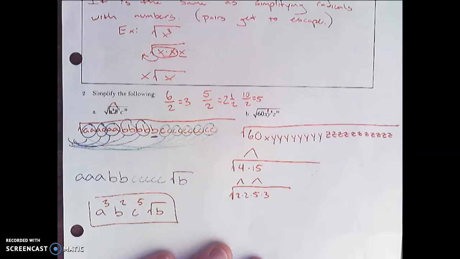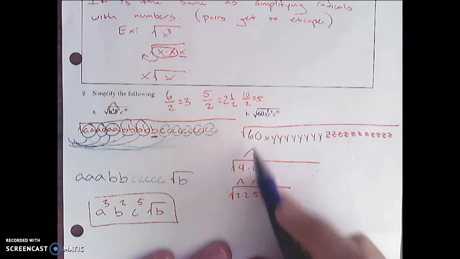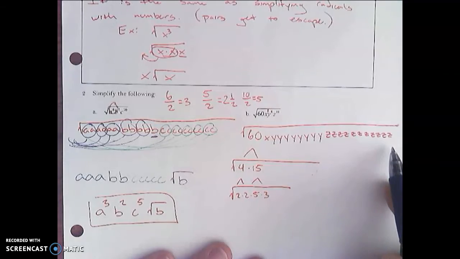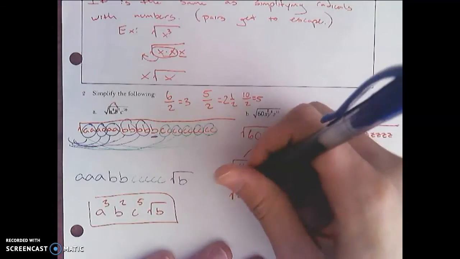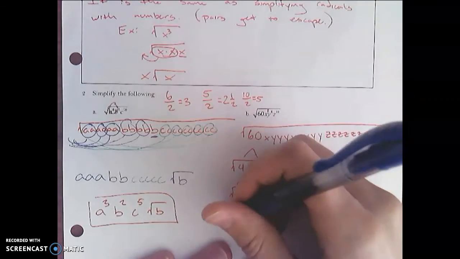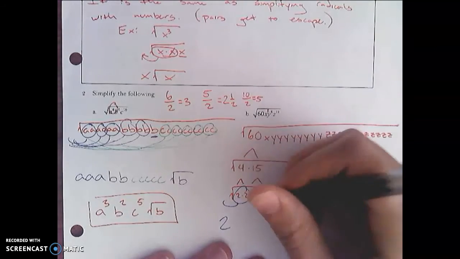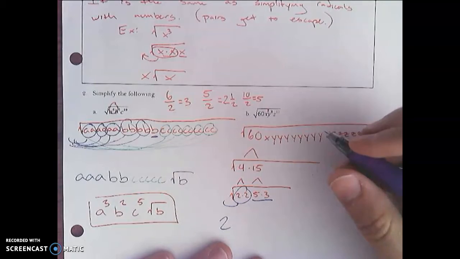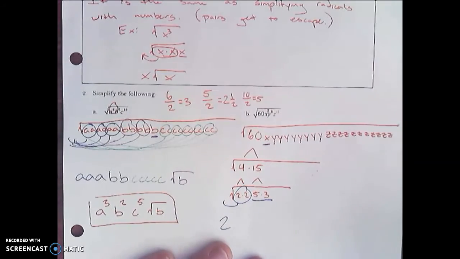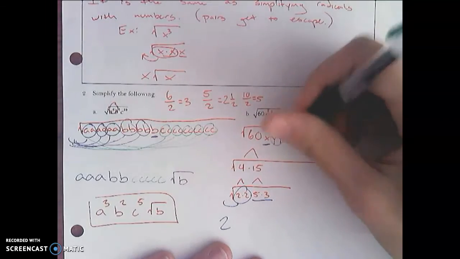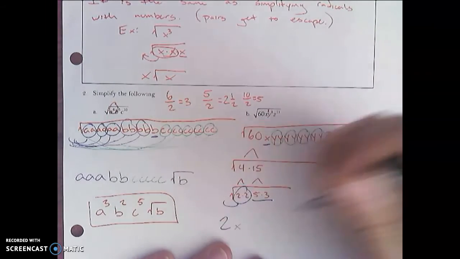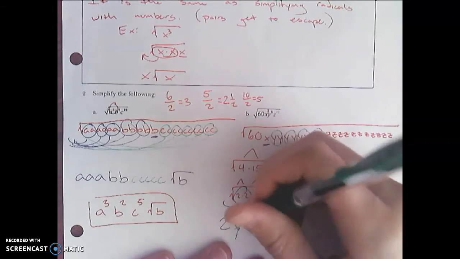Let's start pulling out pairs. So our 60 is 2 times 2 times 5 times 3. And then times x times 8 y's and 11 z's. So pulling out pairs, our 2's can come out front, so we have a 2. And the 5 and 3 stay on the inside. Our x's, there are no pairs, there are no partners, so that stays on the inside. Our y's, we have 1 pair, 2 pairs, 3 pairs, 4 pairs, so those 4 can come on the outside. So we have y to the 4th.